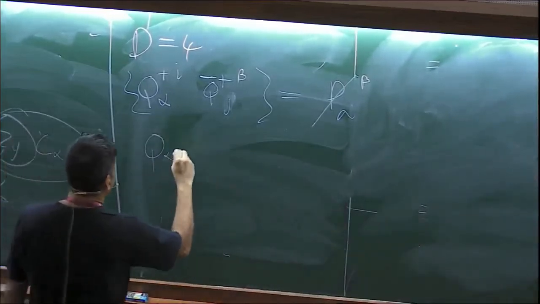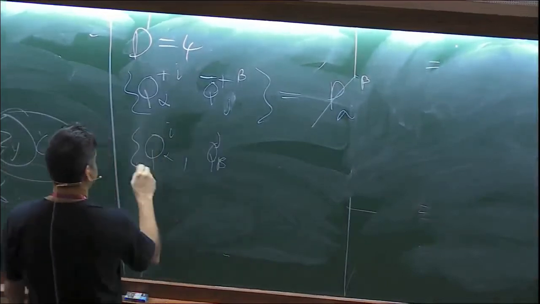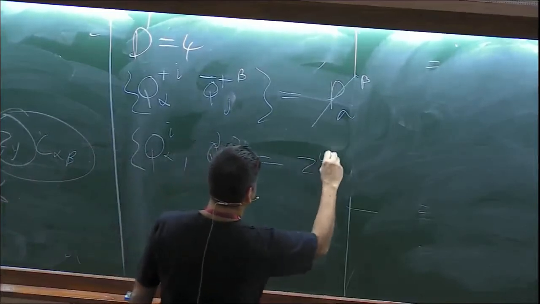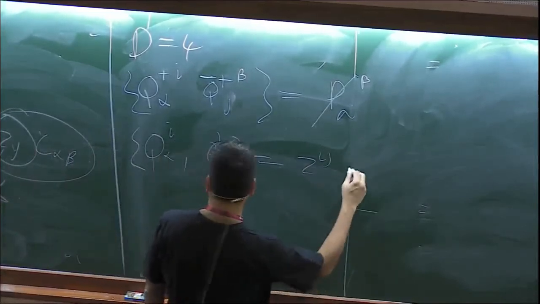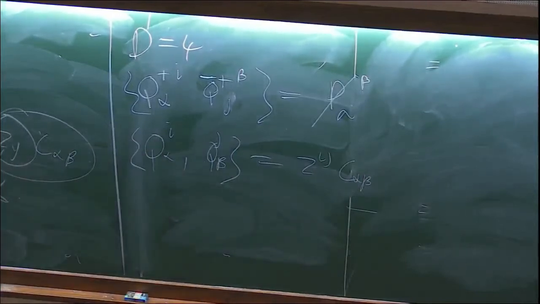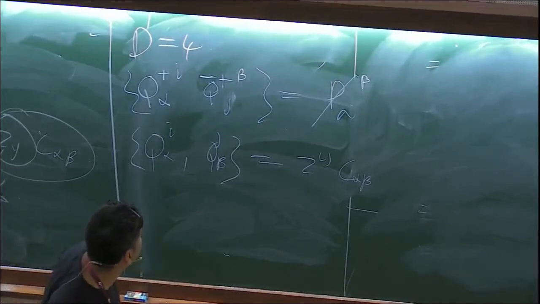The commutation relation Q alpha I, Q beta j can be equal to Zij C alpha beta. This is the algebra for D equals 4. Delta Ij, thank you.